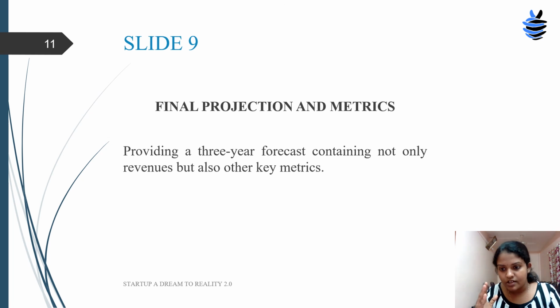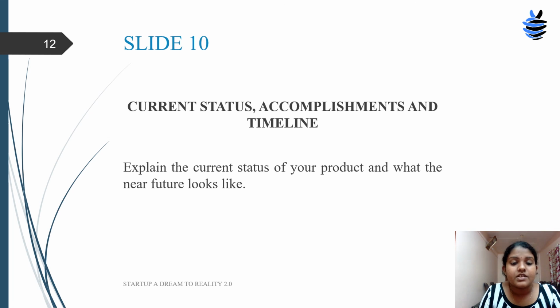This gives a clear-cut idea to your investors, and that can give them a sense that you are clear in your ways. So that will help them to invest in your company. So that is about slide 9, financial projection and metrics. Next, slide 10. That is current status, accomplishments and timeline. Explain the current status of your product and what the near future looks like.